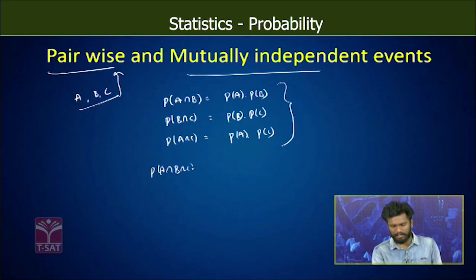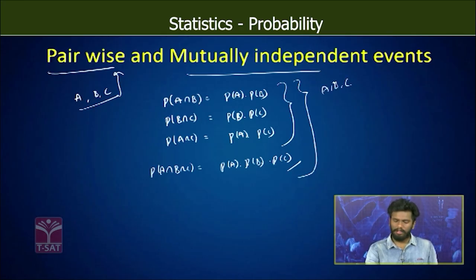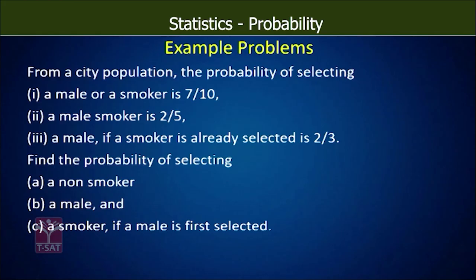Apart from these three, there is one more statement. Probability of A intersection B intersection C is equal to probability of A into probability of B into probability of C. So along with these three statements, if the fourth statement also follows, then we can say that all these A, B, C are mutually independent events. If only the first three conditions are satisfied, that is pairwise independent. So if the fourth condition is also satisfied along with the first three conditions, then we can call A, B, C mutually independent events. Okay, let's see an example.